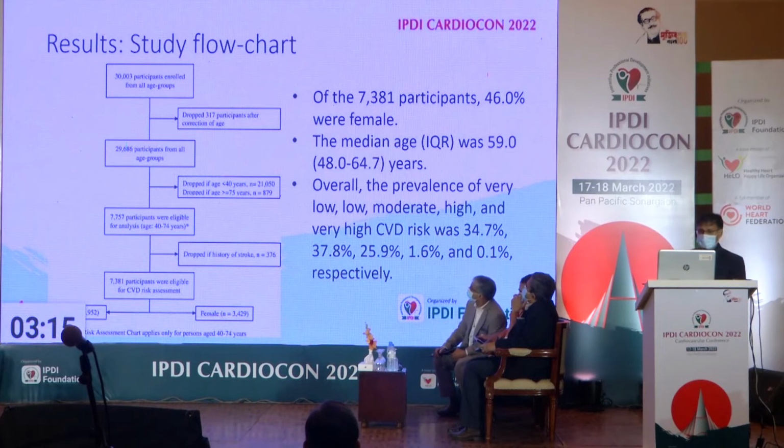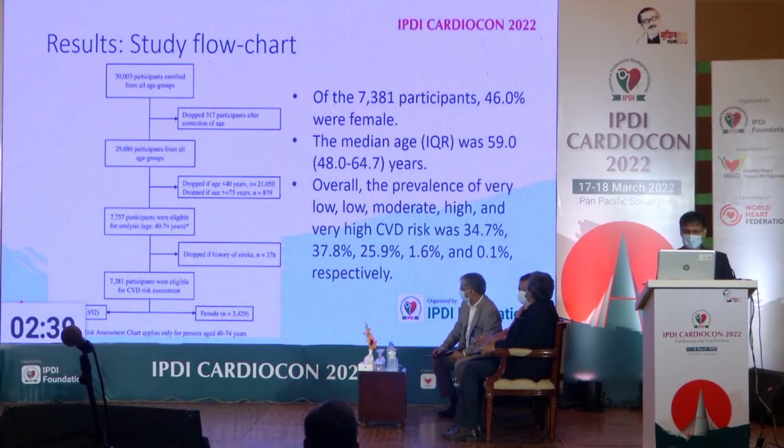The analysis was done based on 781 participants, and among them 46% were female. The median age was 59 years, and the interquartile range was 48 to 65 years. Overall, we looked at the prevalence of very low, low, moderate, high, and very high risk. Very low means less than 5%, low means 5 to 10%, moderate risk means 10 to 20%, high 20 to 30%, and very high is 30% or more CVD risk.